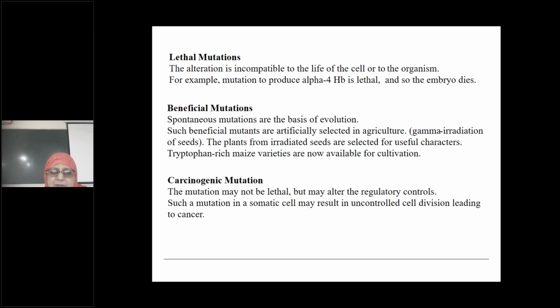Now this type of mutation may be lethal, where the alteration is incompatible with the life of the cell or the organism. We can see this in the case of alpha-4 hemoglobin, which is lethal, so the embryo will die. Or the mutation may be beneficial. Spontaneous mutations always occur during the evolution process, and such beneficial mutants are artificially selected in agriculture, where gamma irradiation of seeds is used to get better varieties of crops. Then there is carcinogenic mutation, where the mutation may not be lethal, but it may alter the regulatory controls, leading to cancer.